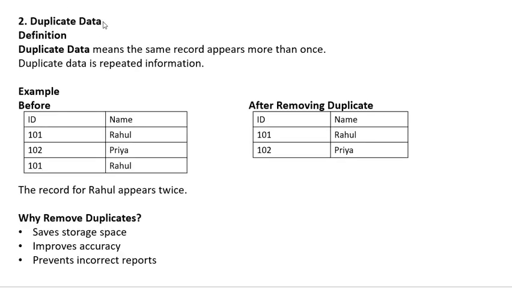Second is duplicate data. Duplicate data means the same record appears more than once; duplicate data is repeated information. For example, IDs and names are given, and both the IDs and names are printed two times. The record for Rahul appeared twice, and after removing the duplicates, only one copy of Rahul's data is printed. Why remove duplicates? It saves storage space, improves accuracy and prevents incorrect reports.